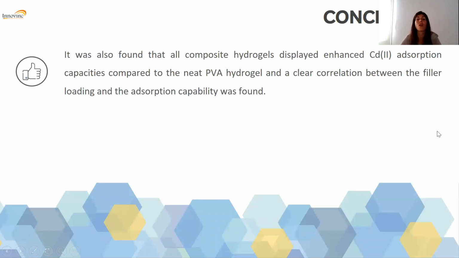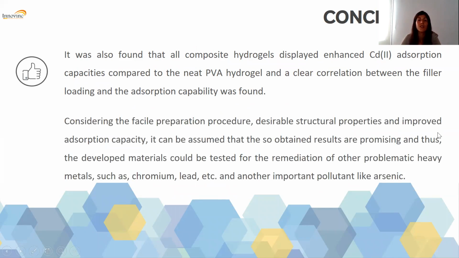It was also found that all composite hydrogels displayed higher cadmium absorption capacities compared to the neat PVA hydrogel, and a clear correlation between the filler loading and the absorption capability was found. Considering the facile preparation procedure, the tunable structural properties, and improved absorption capacity, it can be assumed that the obtained results are promising and that the developed materials could be tested for the remediation of other problematic heavy metals such as chrome, lead, and another important pollutant like arsenic.